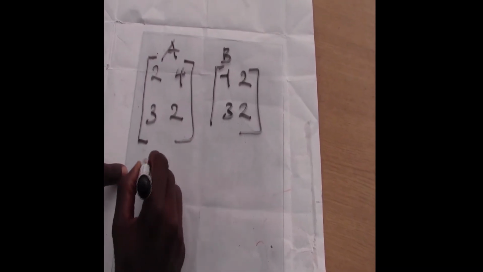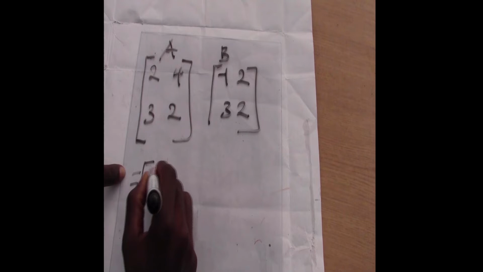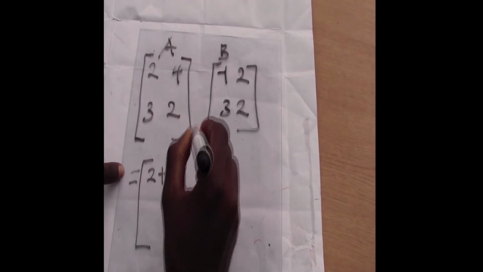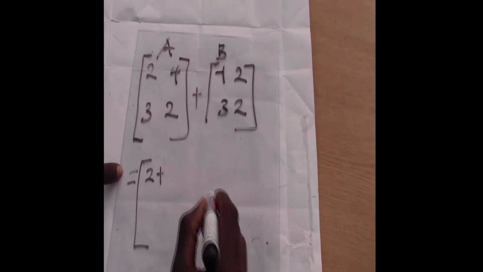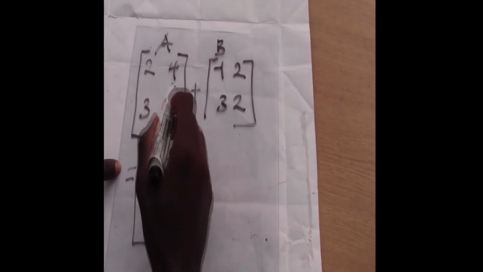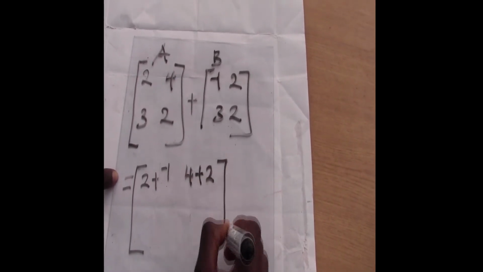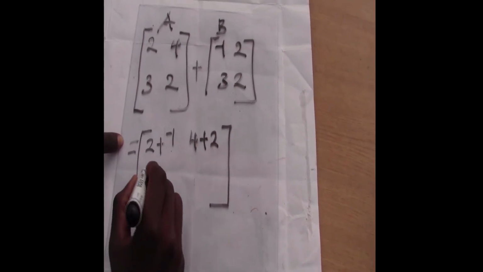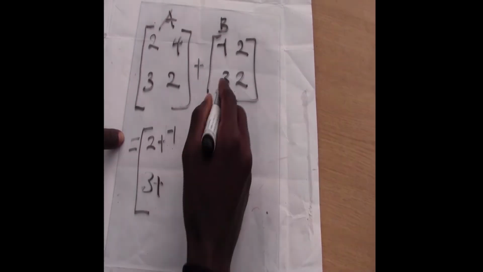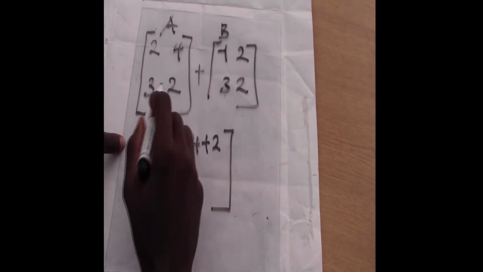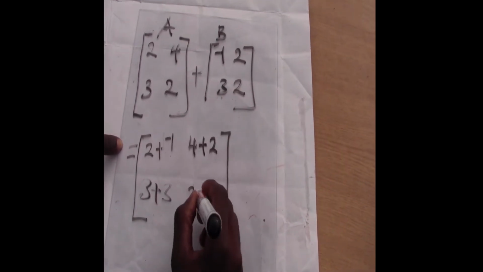So our next step, it will be 2 plus negative 1, and then 4 plus 2. And then down here we're going to have 3 plus 3, and then 2 plus 2.